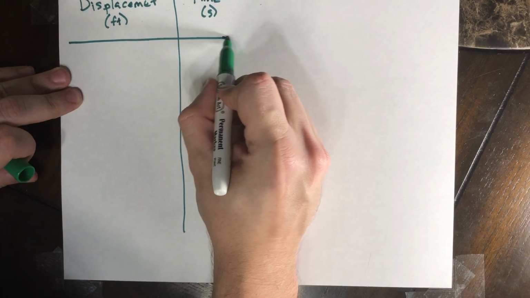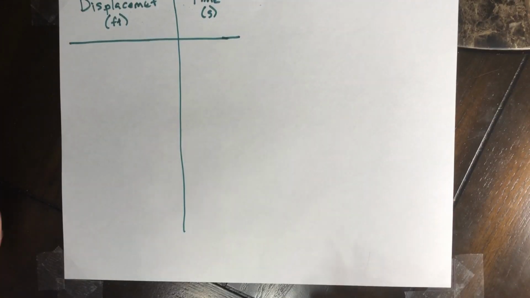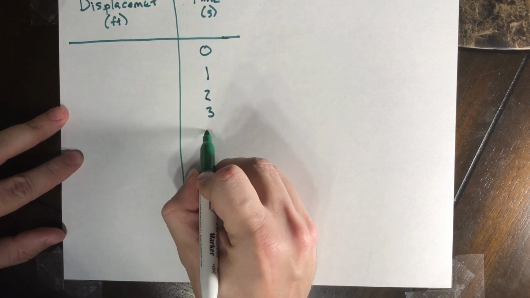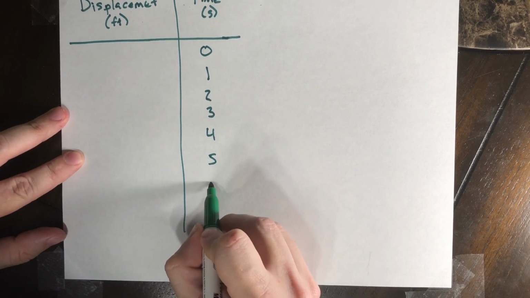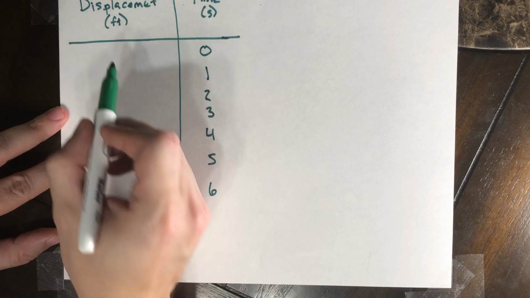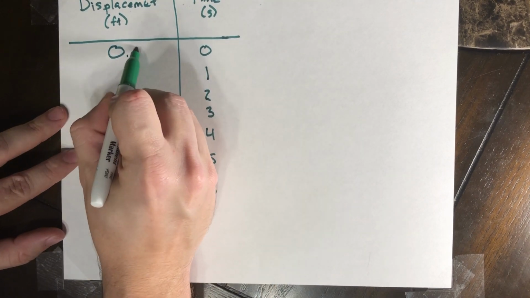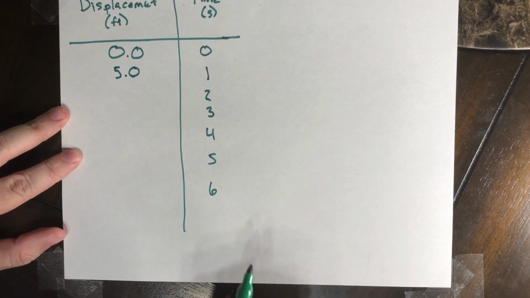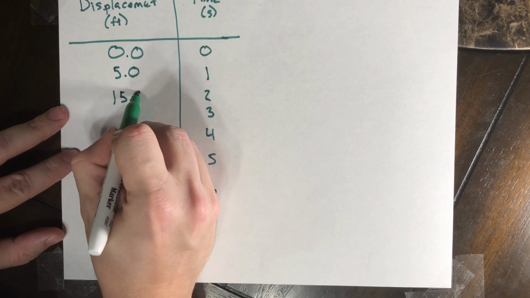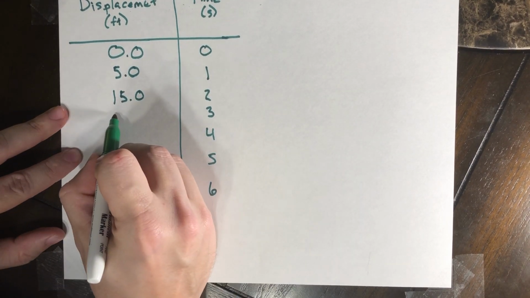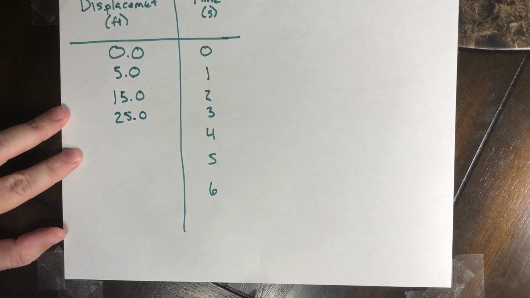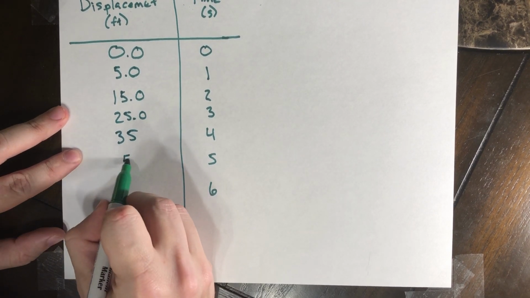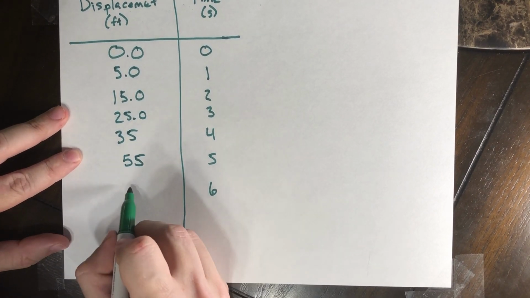Okay, so we know time is every second up to 6 seconds. So we're going to start at 0 seconds, go to 1 second, 2 seconds, 3 seconds, 4 seconds, 5, and 6. Now, obviously at 0 seconds, he's gone 0 feet. At 1 second, he's gone 5 feet. At 2 seconds, he's gone 15 feet in total. At 3 seconds, he's 25 feet in total. At 4 seconds, he's 35. At 5 seconds, he's 55. And at 6 seconds, he's made it to 60 feet.